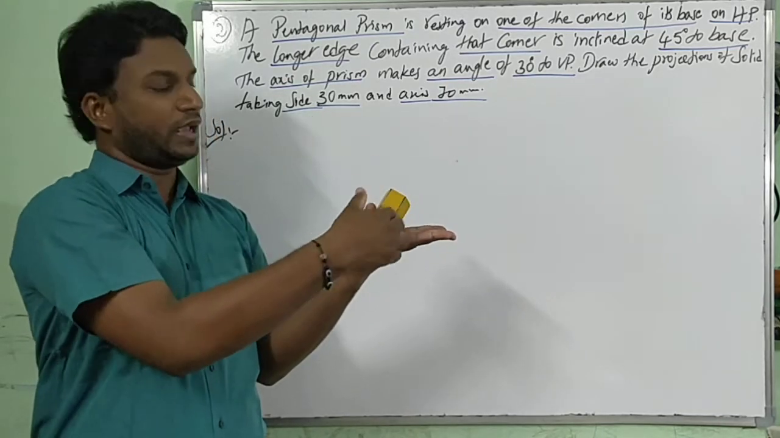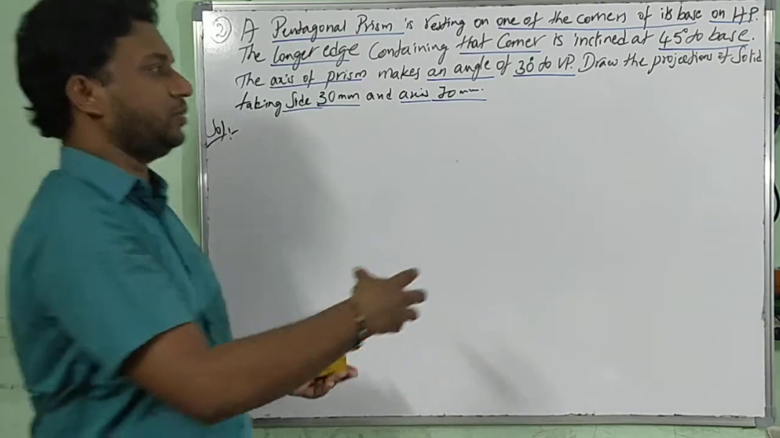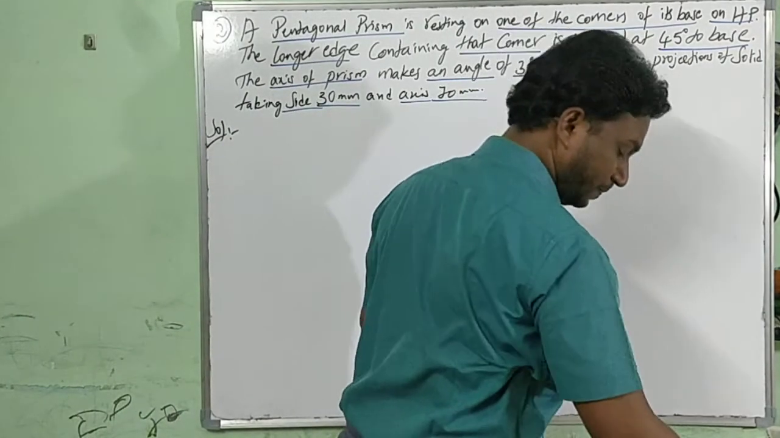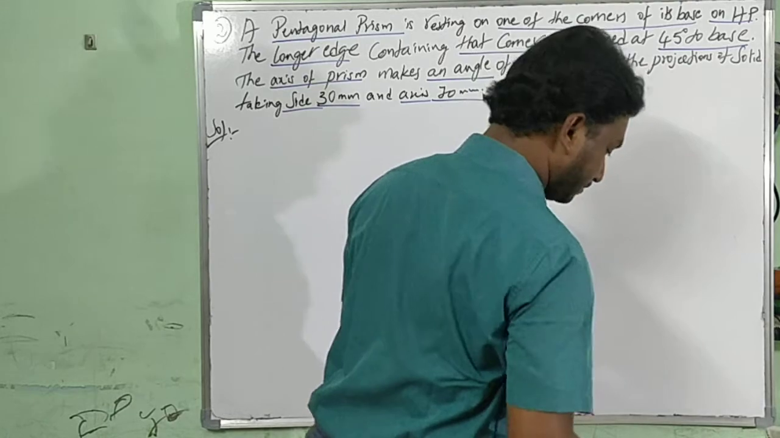Now when you rotate it by an angle of 30 degrees, what can you see? The final projection in the stage 3 front view. I hope you all understand.